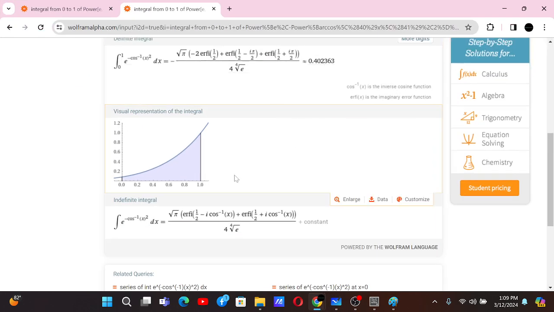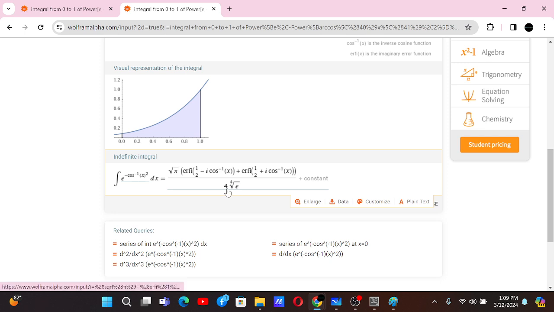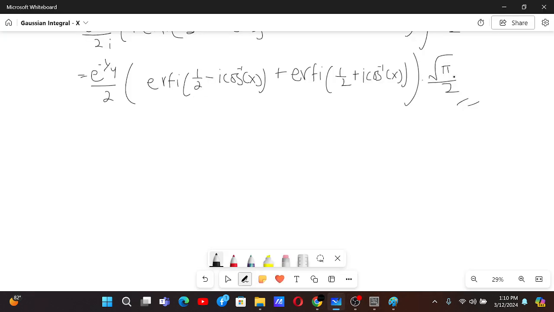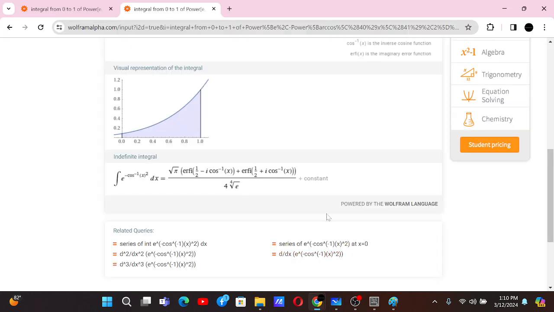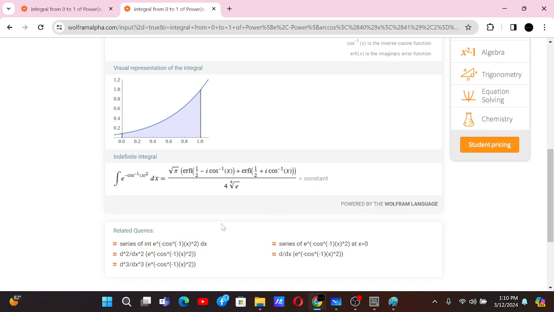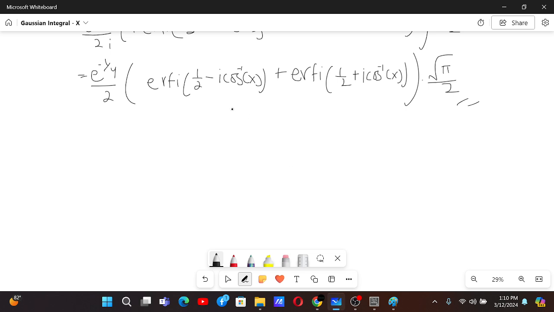Okay, root pi by 4 and then 4th root of e, in the denominator, and then this thing, erfi of 1 minus i cos inverse x plus erfi of 1 by 2 plus i cos inverse x. Yeah, that's the thing over here as well. Erfi of 1 by 2 plus i cos inverse x on the 2 minus. Okay, now fine. Now let's evaluate.